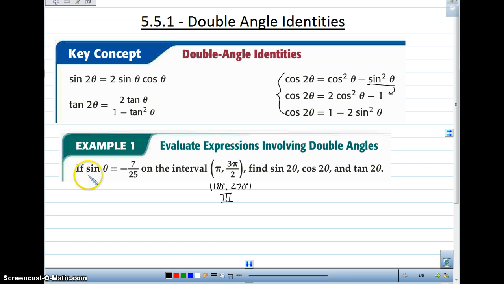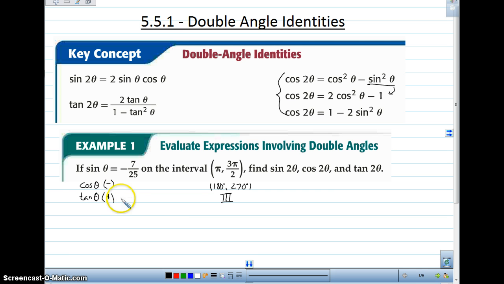For our first example problem, we're told that sine of theta is equal to negative 7/25 on a certain interval. They told us the interval is from pi to 3 pi over 2, which is 180 to 270. That lets us know we're in the third quadrant. We should be able to find what sine of twice the angle is, cosine of twice the angle, and tangent of twice the angle. So we just want to remember that we are in the third quadrant, so that means that cosine of theta is going to be negative, and the tangent of theta is going to be positive.